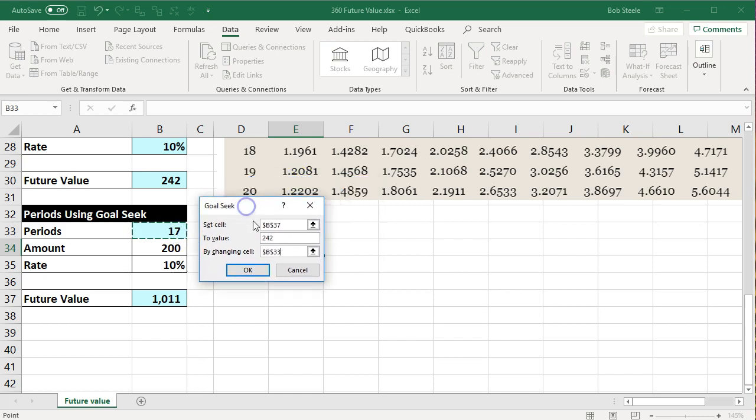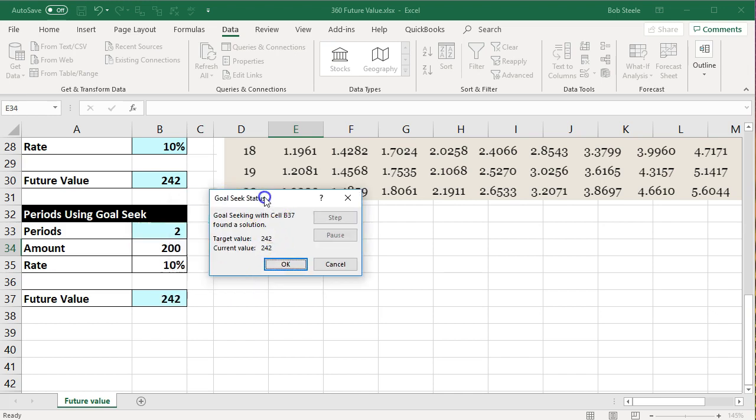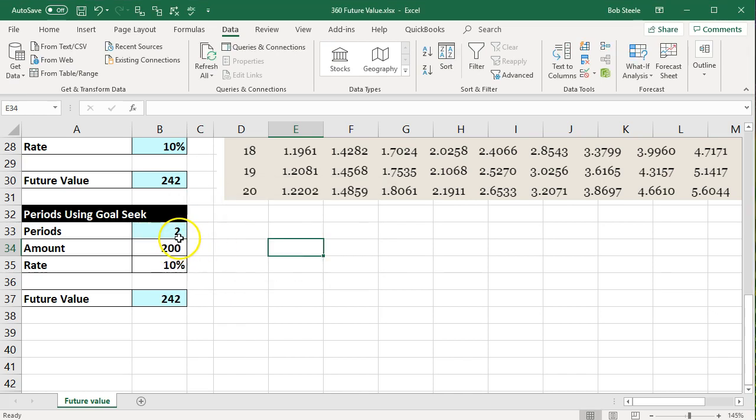So again, once again, what are we saying? We're saying, hey, Excel, would you please make this cell be what we know it to be, 242? We want you to do that by changing the cell that we don't know until it makes it happen through the functions and formulas that we have entered, the present value or future value formula. Change that 17 to whatever you have to do. Do whatever you got to do to that 17. We'll say OK. It does what it has to do and changes it to 2. And that's, of course, what we would expect it to do.